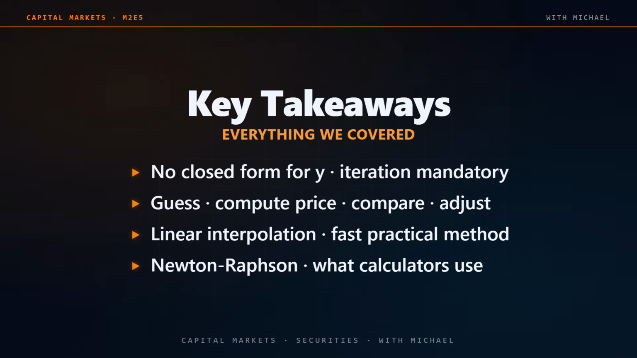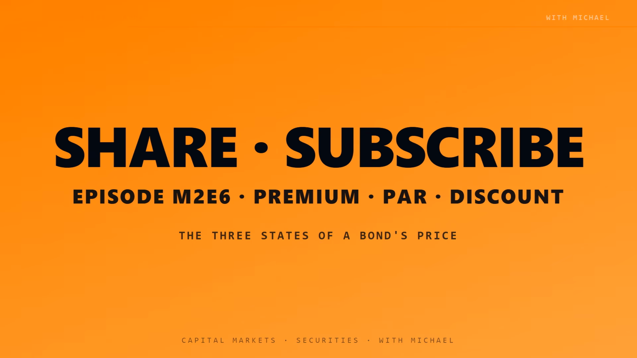Real calculators use Newton-Raphson variants and arrive at YTM to many decimal places in microseconds. By doing the calculation once by hand, you understand exactly what your calculator is doing and you can spot when something has gone wrong. In episode 6 of module 2 we put the pricing toolkit to work on the 3 states of a bond, premium, par, and discount, and we will work several examples that make the relationships between coupon, yield, and price feel completely obvious.